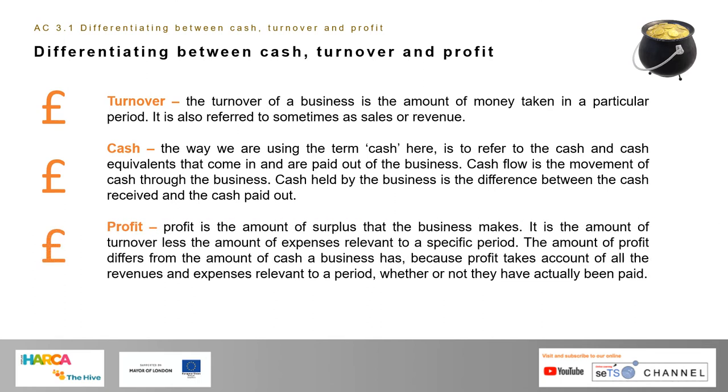Profit. Profit is the amount of surplus that the business makes. It is the amount of turnover less the amount of expenses relevant to a specific period. The amount of profit differs from the amount of cash a business has because profit takes account of all the revenues and expenses relevant to a period, whether or not they have actually been paid. Why not do some further research on cash, turnover, and profit?